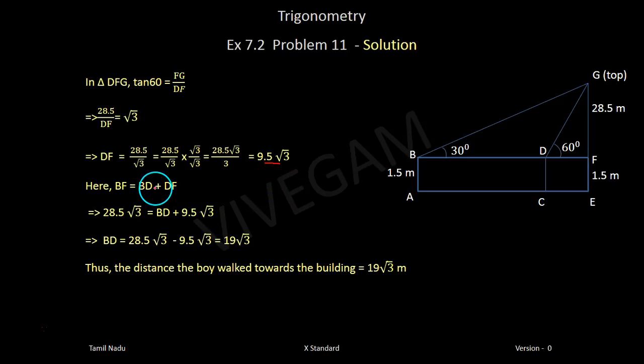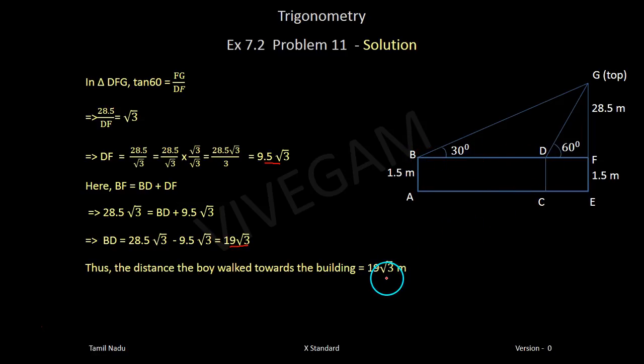So we know BF equals BD plus DF. Now substitute that value. BF is 28.5 root 3, BD is what we want to calculate, and DF is 9.5 root 3. Bring BD to one side. BD will be equal to 28.5 root 3 minus 9.5 root 3. So this will be 28.5 minus 9.5, that is 19 root 3. Am I right? So this distance is 19 into root 3.